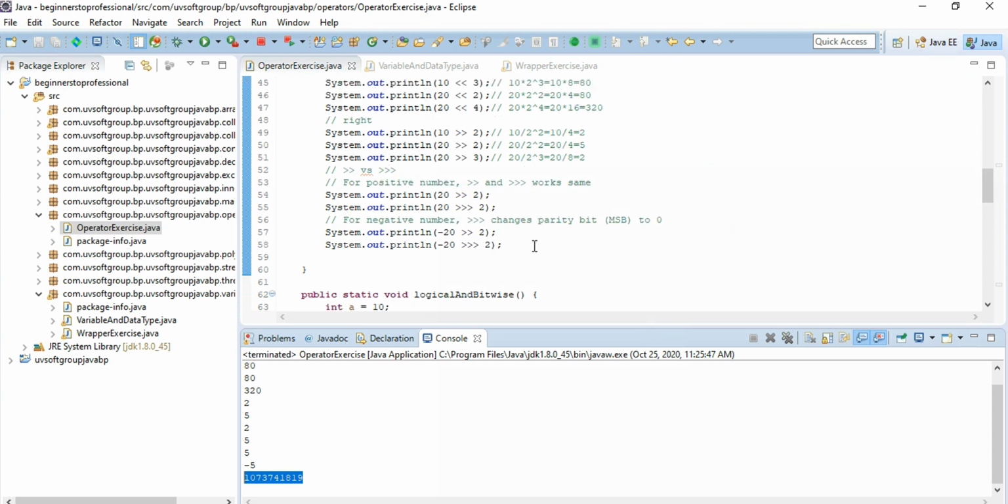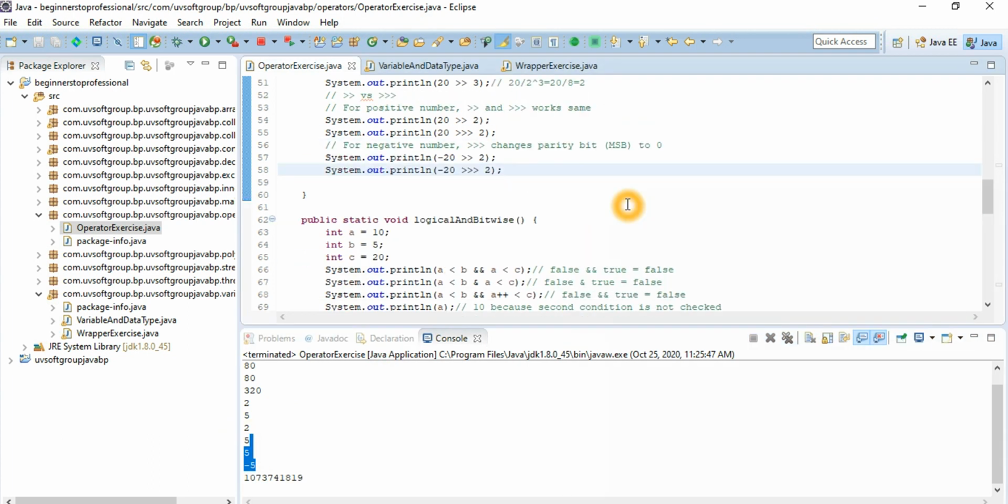And then there's left shifting and right shifting with the 3 greater than signs, and it has different base calculations based on the positive value and based on the negative value. It has completely different pictures for that one. So just take a close look at that one.